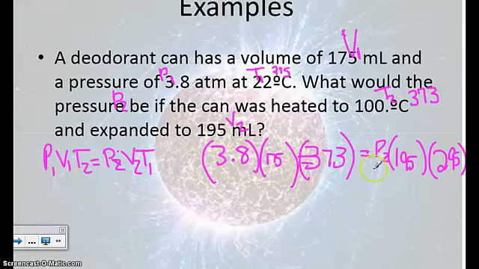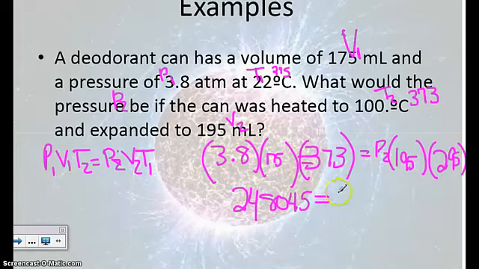All right. Now it's just an algebra problem. So we're going to multiply everything on this side, and we get 248045. And on this side we get P2 times 57525.